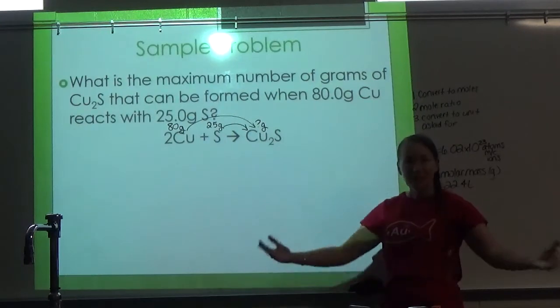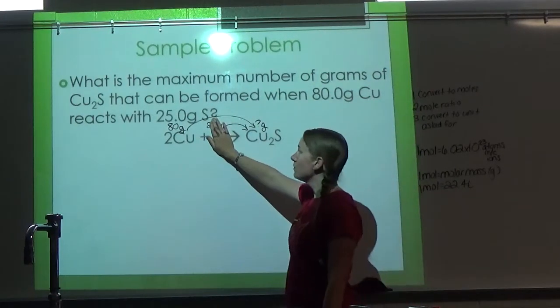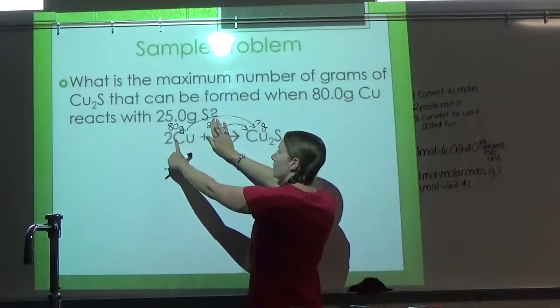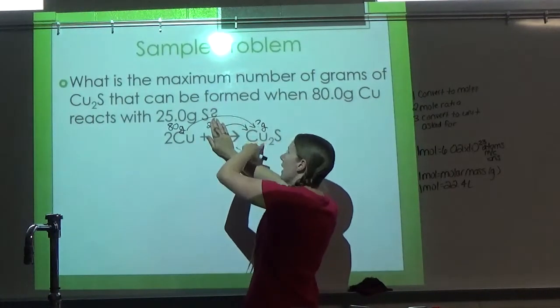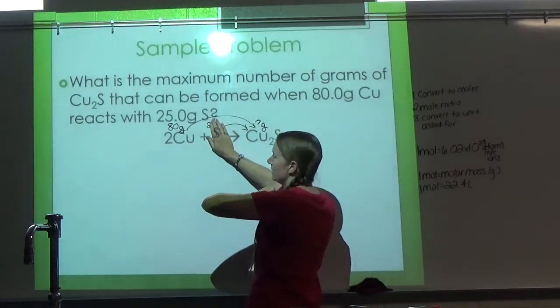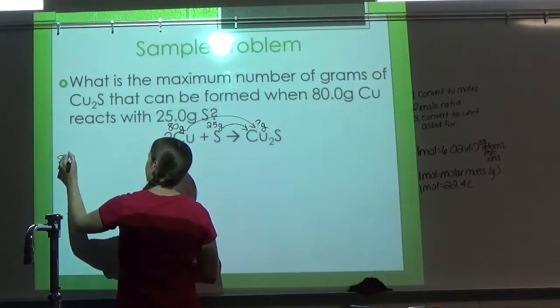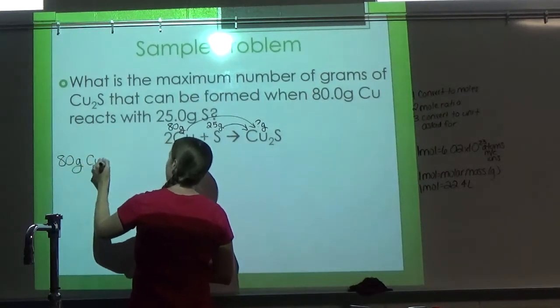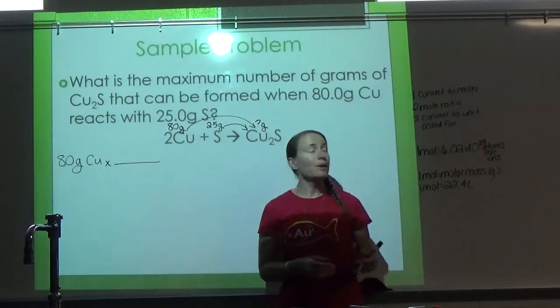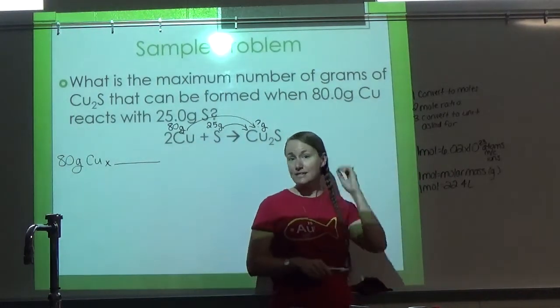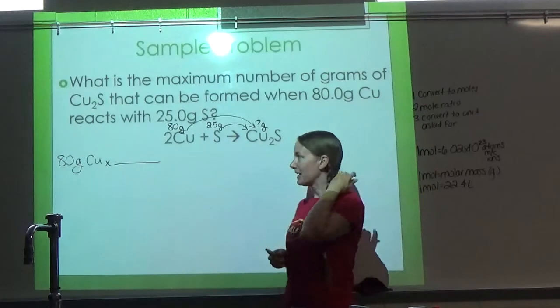All right, so let's go ahead and start. So just forget about sulfur for right now. We are going from 80 grams of copper to how many grams of product will we get? All right, so I start with what I know. That's 80 grams of copper. Now for the 3-step problem part, I'm going to go a little bit faster than I did in section 12.2 because I'm going to assume you got that now.